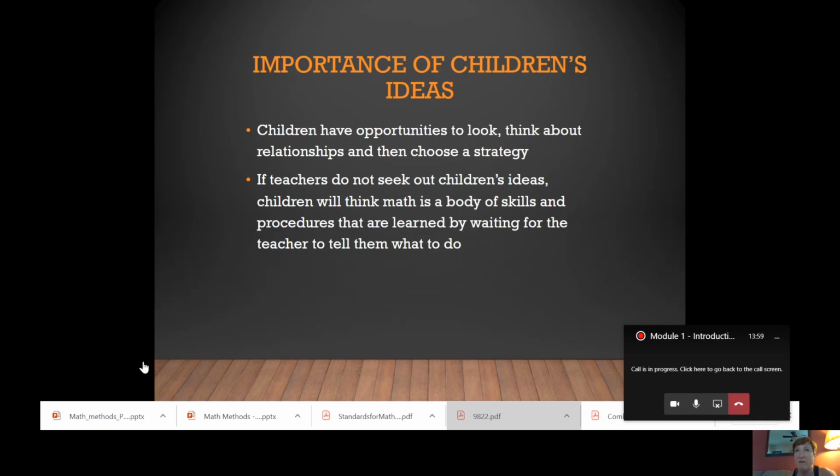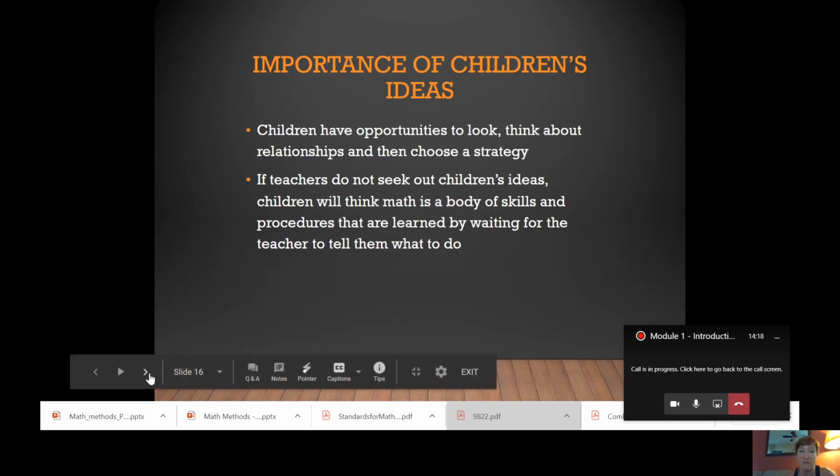And we want them to have the self-esteem, I guess I would say, or the confidence or the growth mindset to know that if they think about something, they can figure it out. And if they make a mistake, it's okay. And that's something too that we're going to talk about.